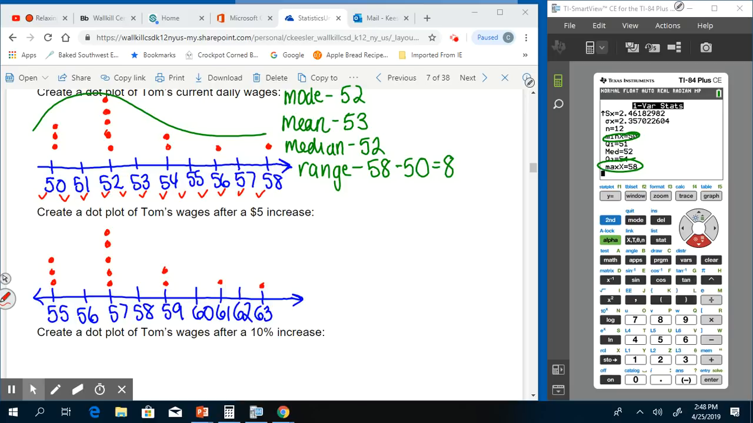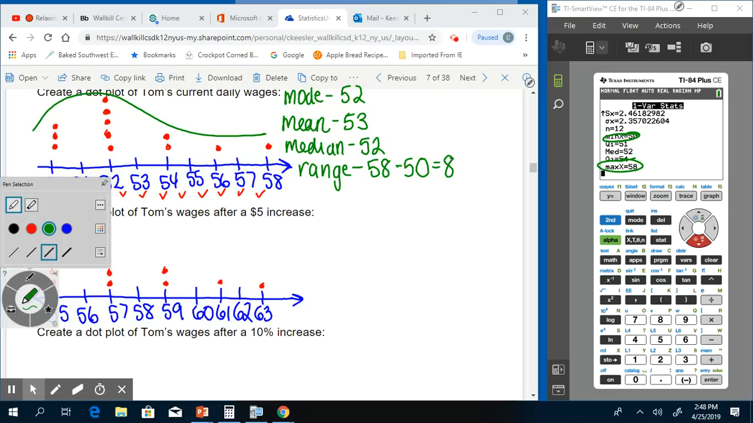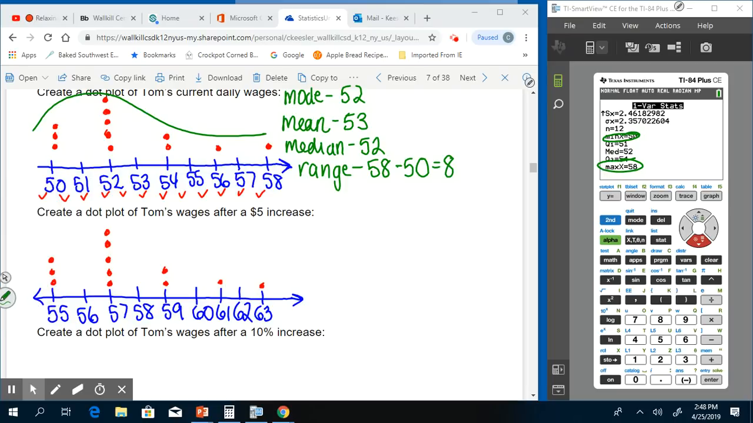So this graph is also positively skewed, but now we're going to have a different mean, median, mode, and range. So in this case, our mode, or the number that shows up the most, is 57. Our range, I'm going to jump down to range because I can do that just from looking at this graph, is 63 minus 55, or 8. So notice the range stayed the same, but the mode increased by 5. So now we have to find the mean and the median.